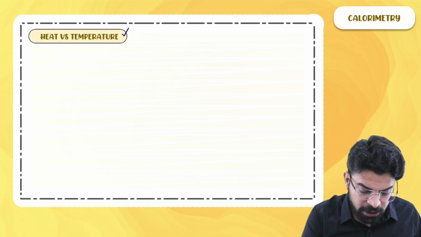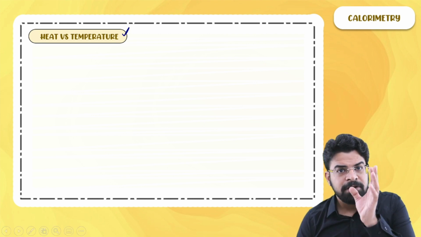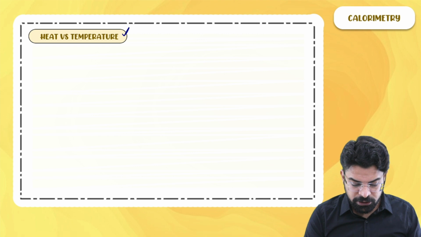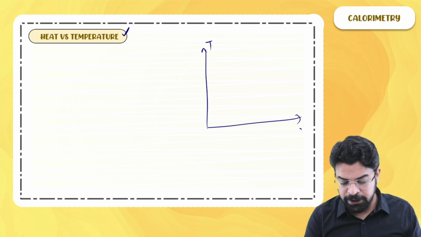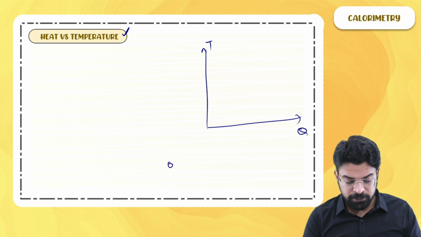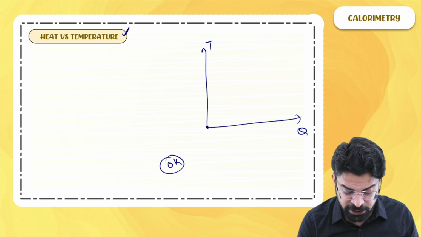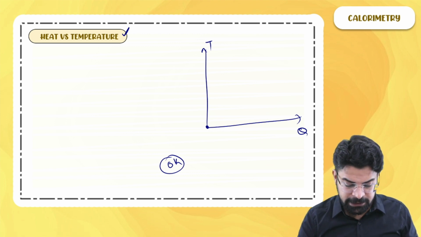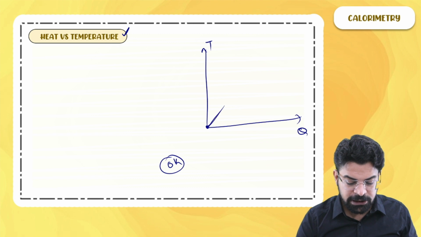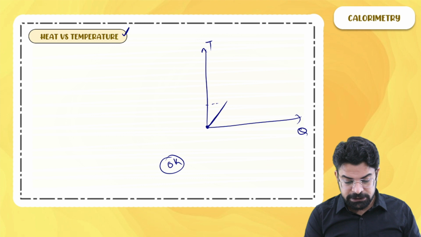So moving on, what is the graph of the heat provided versus the temperature of the body? If you are plotting the graph of temperature of the body versus the heat provided, and you are starting from 0 Kelvin, the absolute zero temperature, at absolute zero the substance will be solid. As you keep on providing heat, the temperature of the solid keeps on increasing till the time it reaches the melting point.